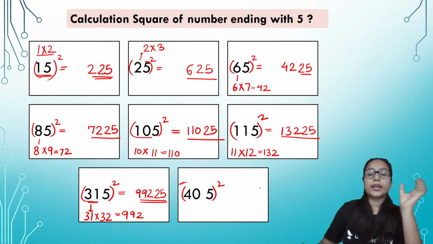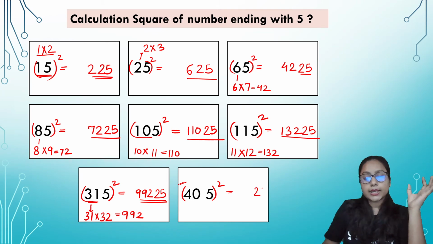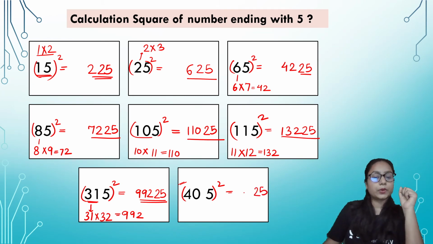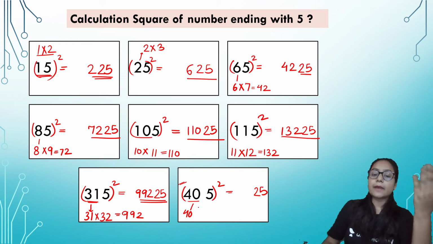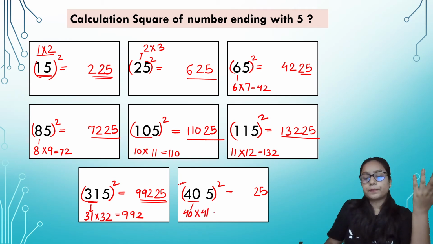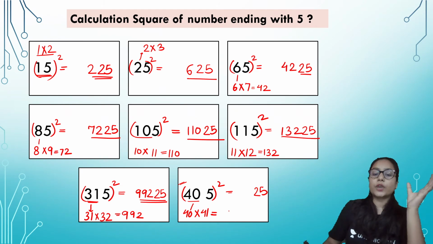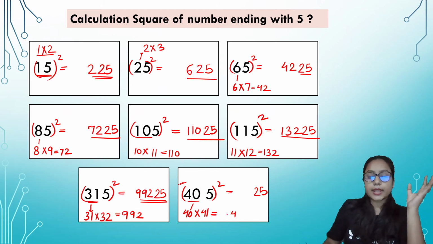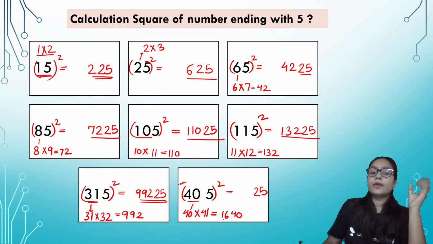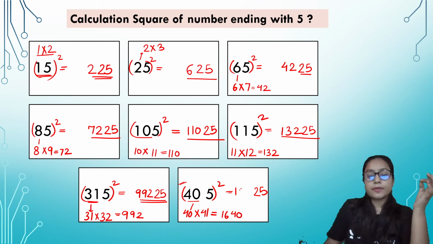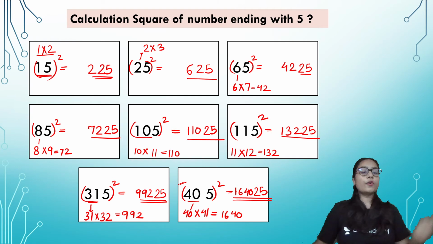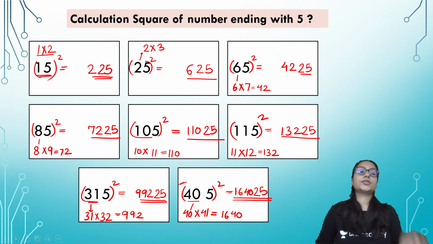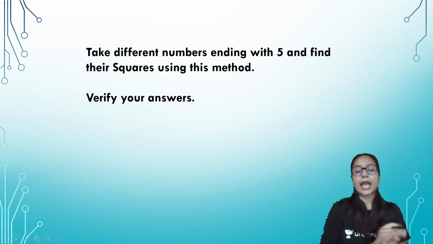Here also just write 25 on the extreme right. Now you have this 40. The next number after 40 is 41. Multiply 40 with 41. What do you get? 4 into 1, then 4 fours are 16, 1640. So this will be 164025. The square of 405 is 164025. Understood? Such an easy mathematic hack.